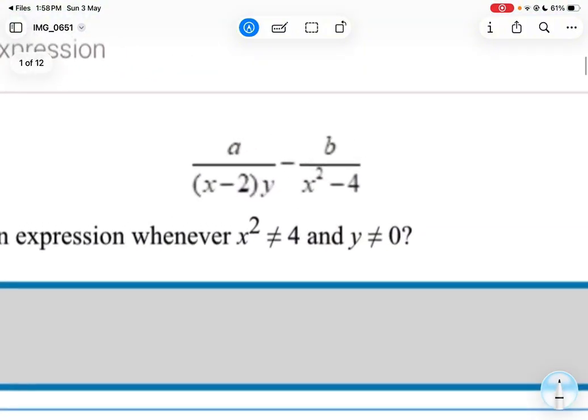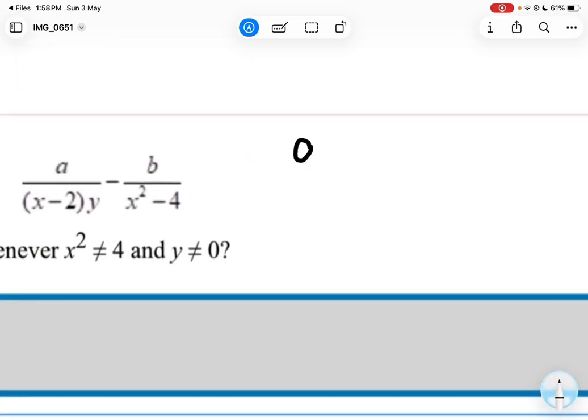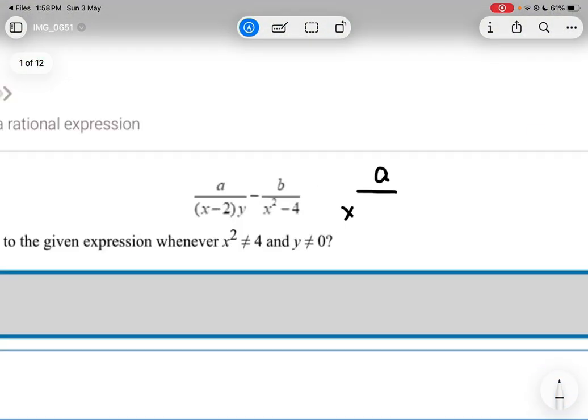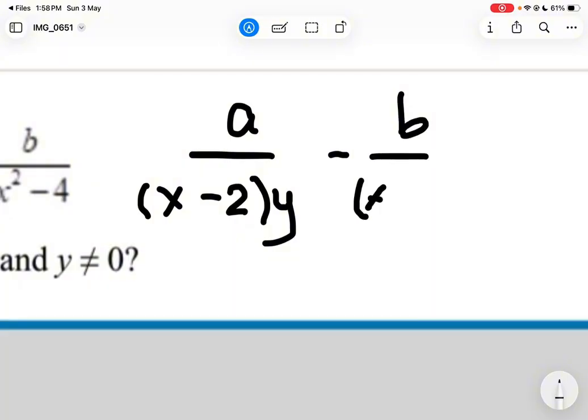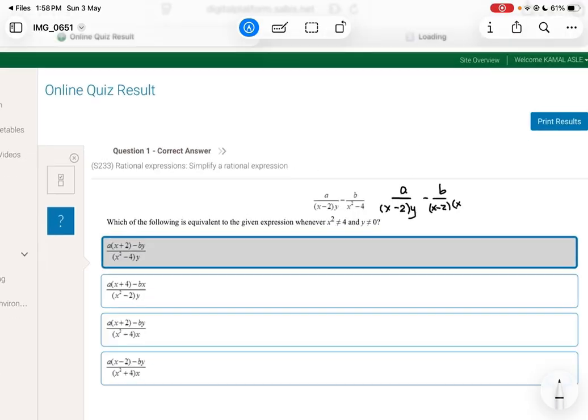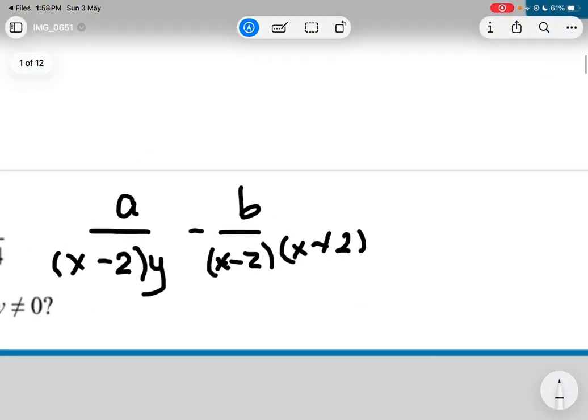Since you have two fractions with a minus between them, you have to make the same denominator. So first, this is a over (x minus 2) times y, minus b over x squared minus 4, which is the same thing as (x minus 2)(x plus 2).